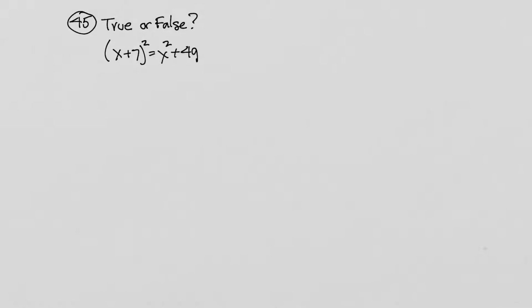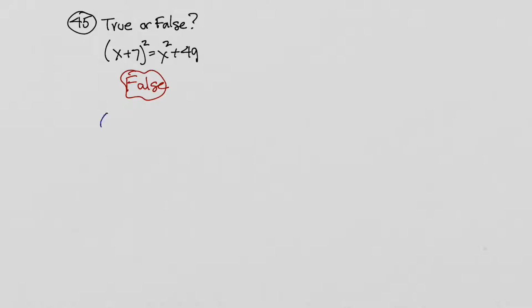So what do you think? True or false? You take x plus 7, you square it. This statement says you square the first plus square the second. Well, what do you think? Okay, I'll tell you. This is false. Let's write it here in red. This is false. And there's a couple ways we know this.